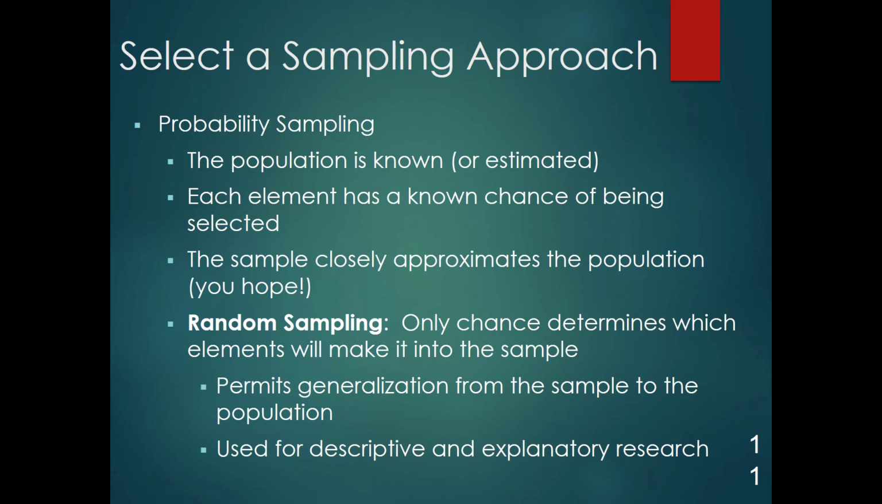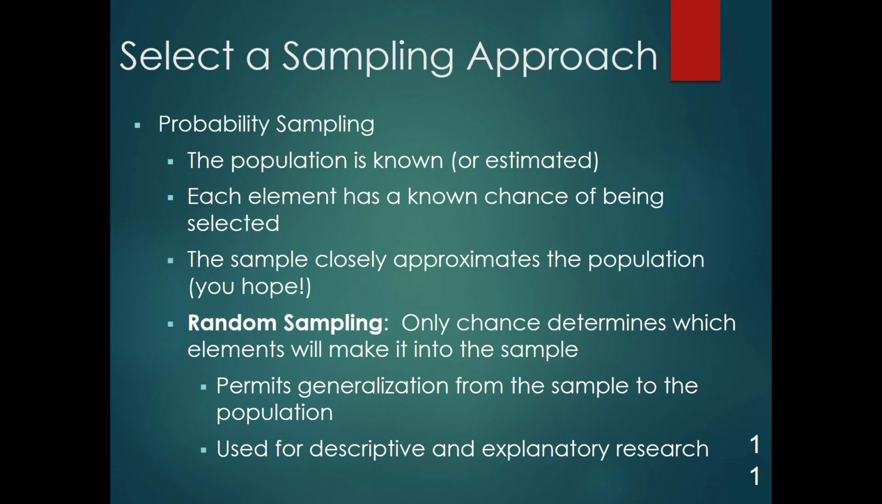So the next step is to select the sampling approach. We have probability sampling and non-probability sampling. We're going to start off with probability sampling. Probability sampling is a procedure where each element in the sampling universe has a known chance of being selected. All probability sampling approaches involve random sampling. We talked about random sampling when we discussed chapter 7. And remember, with random sampling, each person has an equal chance of being selected.